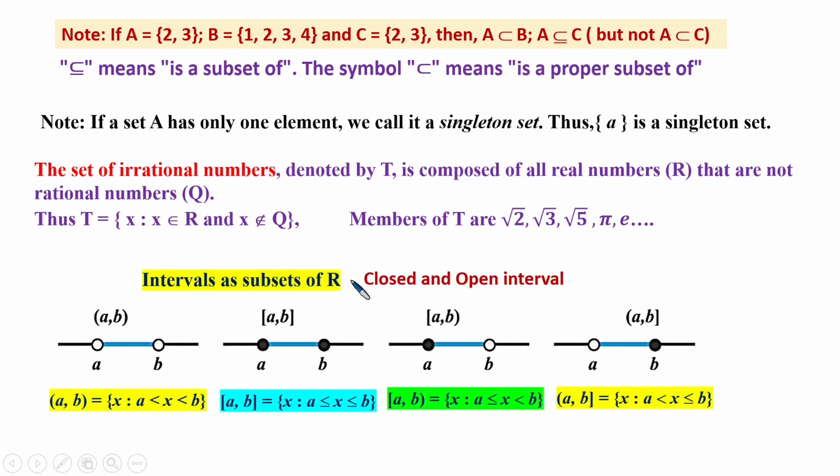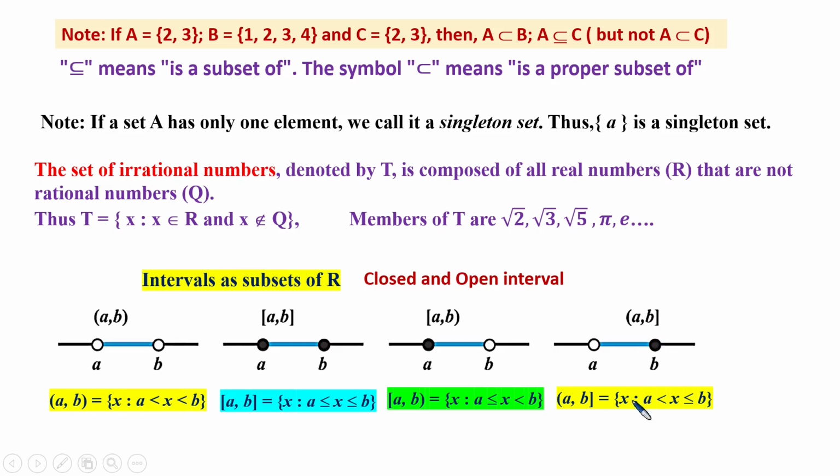Now, intervals as subsets of R means real numbers. You have an infinite number of real numbers and you can have a set where the extreme point may be included. In this case, this dark spot means it is included and I represent it with a square bracket, and if it is not included in the set, I use a parenthesis, this open circle. So here two open circles means two parentheses, here two square brackets, here one square bracket. This point belongs to this set but point B does not belong to this set. Here point A does not belong to the set, it is open, and point B belongs.